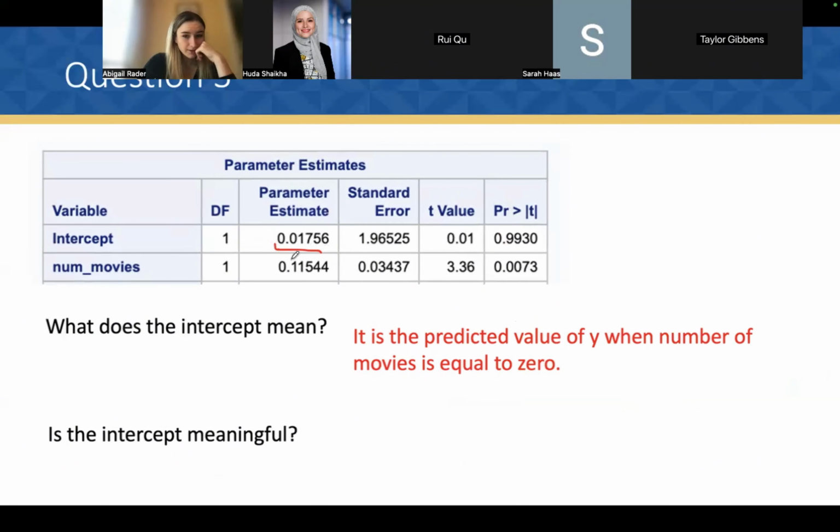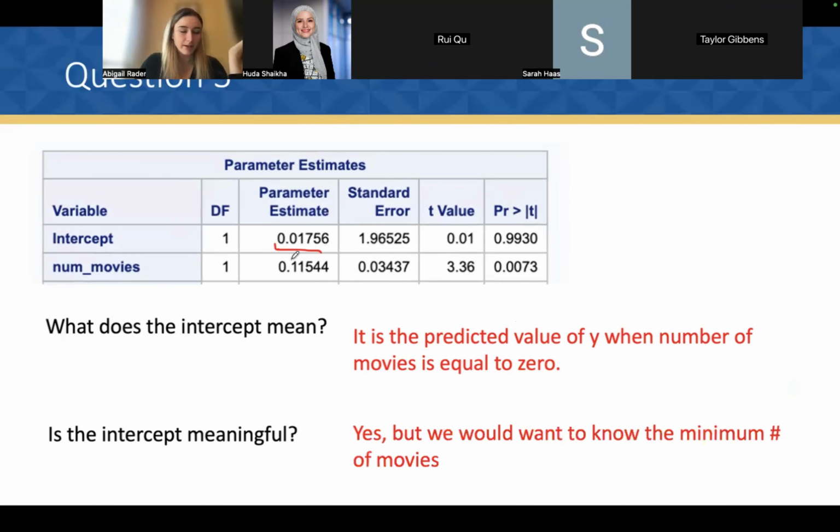Is it meaningful in this case? It could be, definitely. It's definitely possible for there to be a celebrity that's not in any movies. The only caveat is that you just want to know the minimums to make sure you're not extrapolating beyond our minimum.